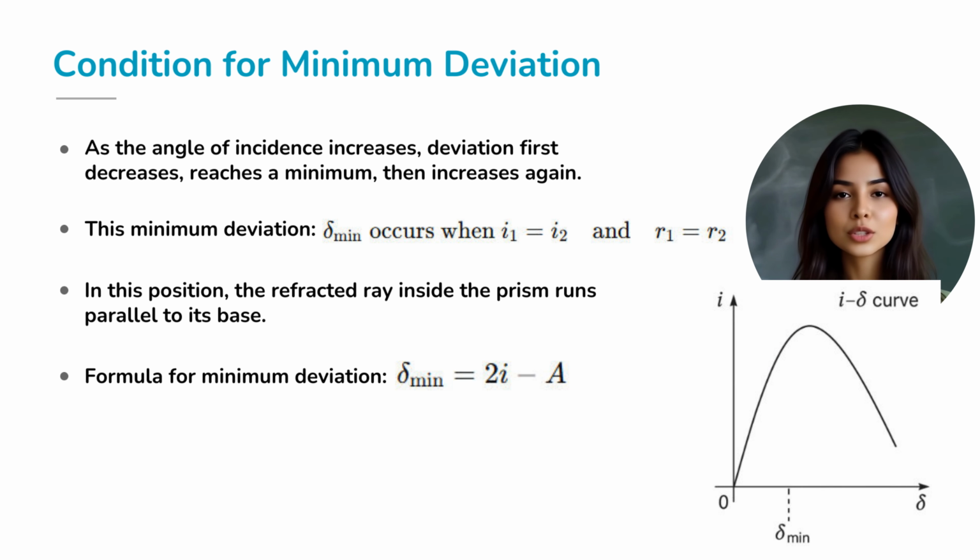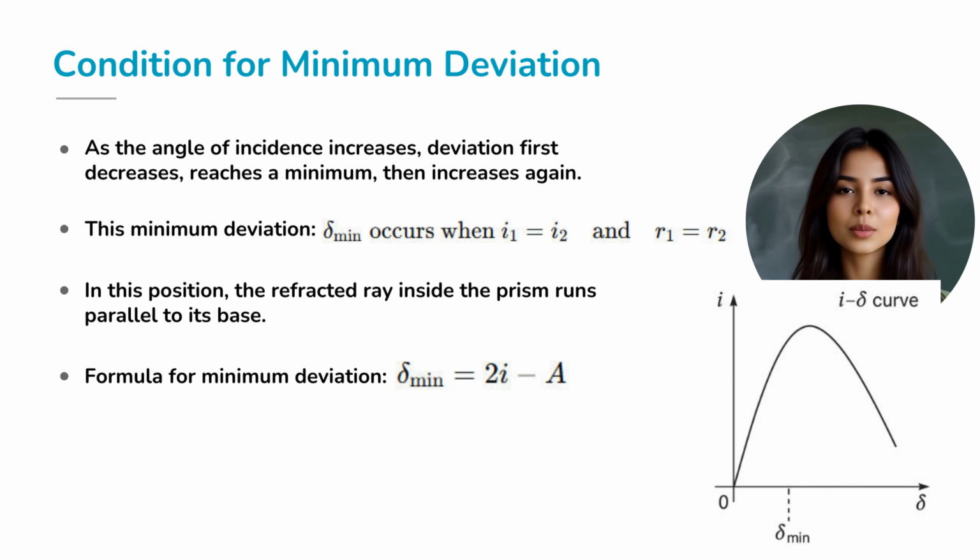Let's now look at the condition for minimum deviation. As we gradually increase the angle of incidence, the deviation of the ray first decreases, then reaches a certain minimum value, and after that begins to increase again. This minimum deviation, denoted by delta minimum, occurs when the angle of incidence equals the angle of emergence, that is I1 equals I2, and at the same time the internal refractions are equal, R1 equals R2. At this position, something special happens. The refracted ray inside the prism runs exactly parallel to its base.